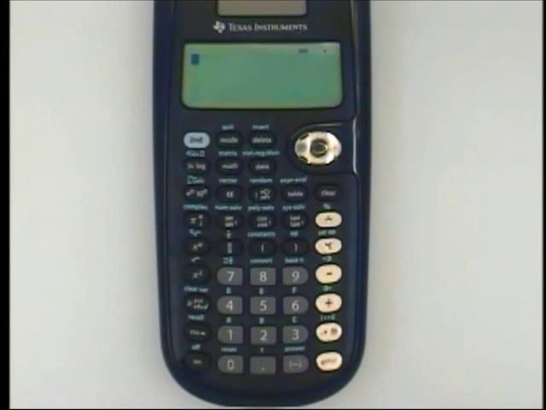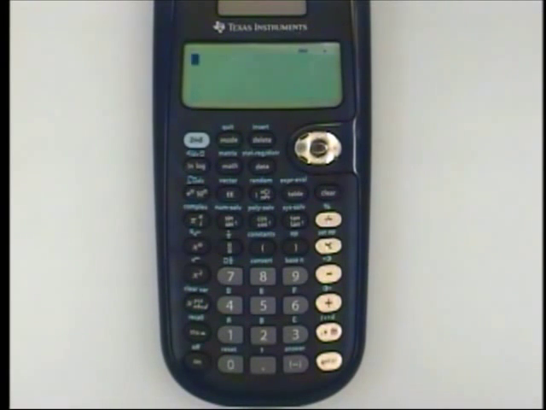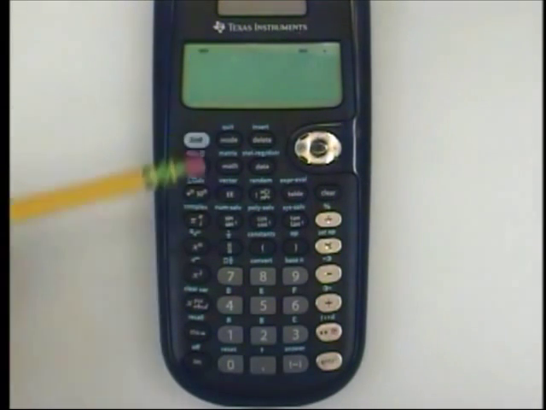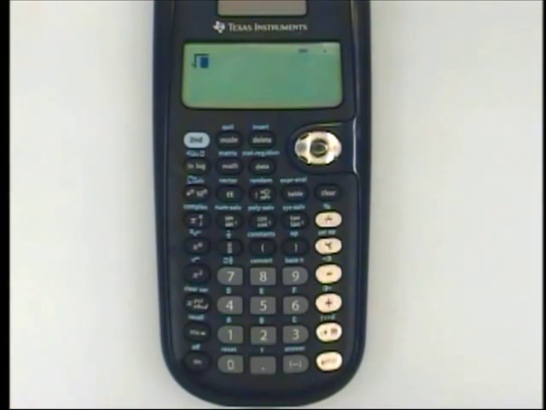The next calculation I'm going to perform is the square root of 32. Similarly to our last example, I'm going to hit the second key, the x squared key to access the square root. The radical appears on the screen. I'm going to type in 32, and again I'm going to hit Enter to get the exact answer. Notice again, this is the exact answer, not the decimal approximation.